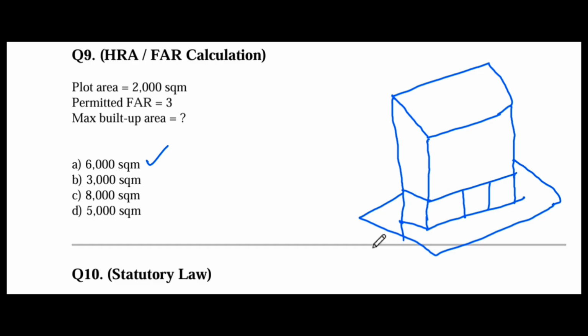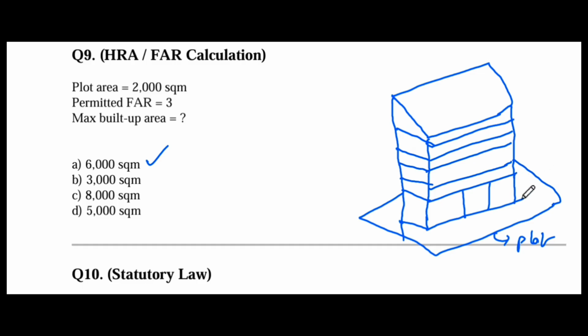Suppose there is a building. This is the plot area. So this is the plot, actually the plot boundary. This is stilt, which may have cellars and all. Now these are the floors. For example, these are the floors. Now how many slabs do we have? 1, 2, 3, 4, 5, 6 slabs we have.